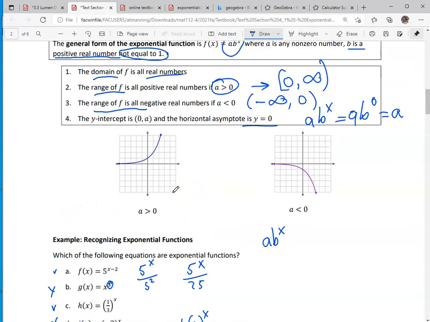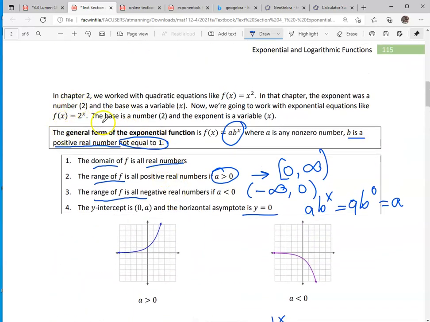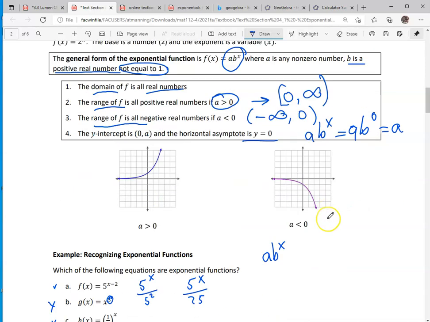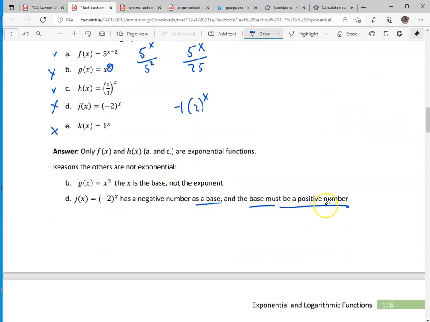The exponential functions that we want to have in a general form is b is a positive real number not equal to 1.